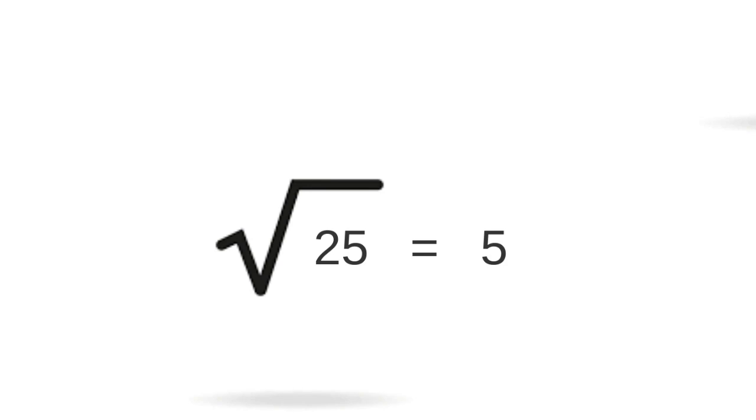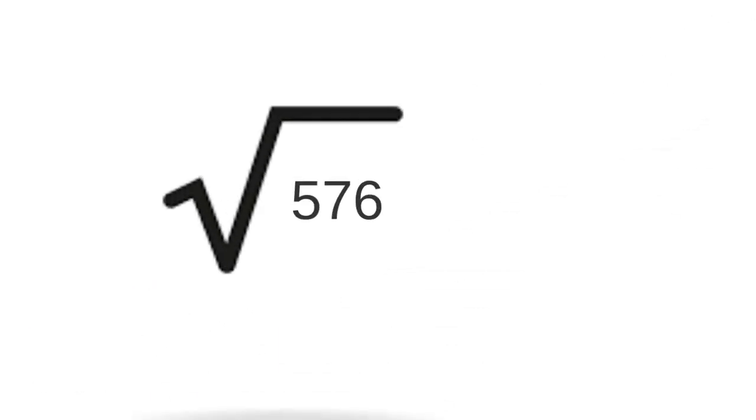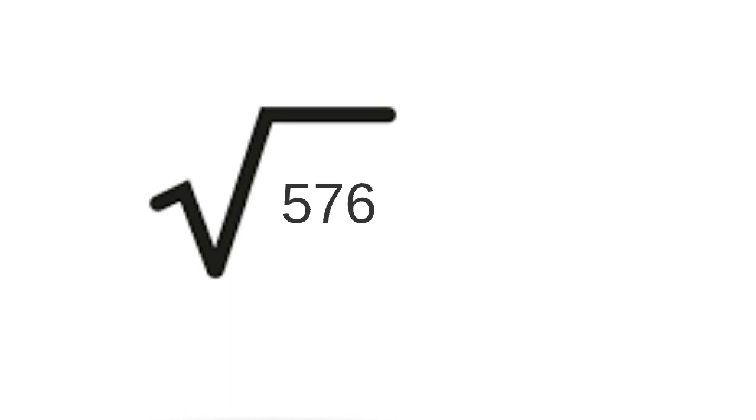And there's a few different ways to get to that point. One is just to know your squares. So you know 25 is a perfect square. 5 times 5 is 25. So when you get a square root of 25, you just know right away that it's 5. This is not exactly helpful when you're stuck with something like the square root of 576.